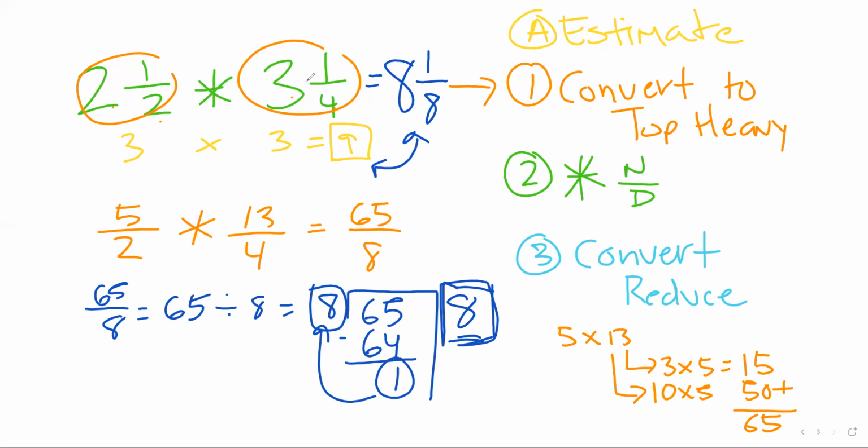If I estimated 9 and my answer was like 8 3/4, well, that would be too much. Like I made a mistake somewhere. So this is the process. This is what we're doing. Estimate it, convert them to top heavy, multiply, and then reduce or convert back, right? Like turn it back into that mixed number. And then we're good.